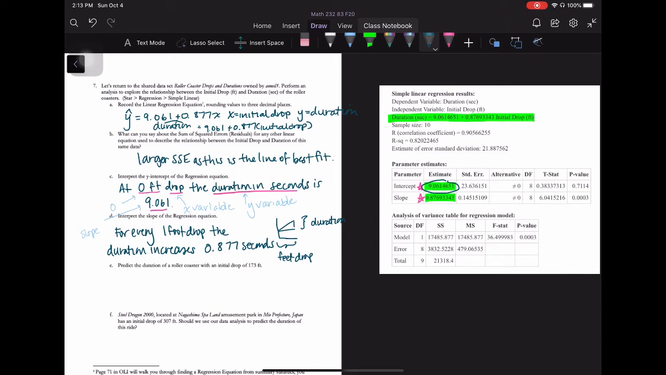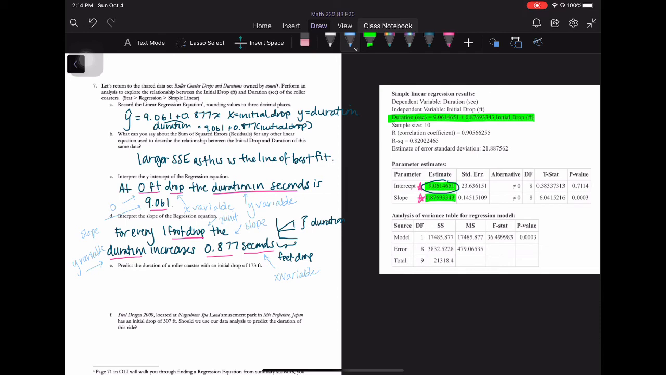Now again, these are the values that would change. So you're talking about the slope is this. The duration is going to be your y variable, and then the seconds is going to be your x variable. And this drop is the x unit.